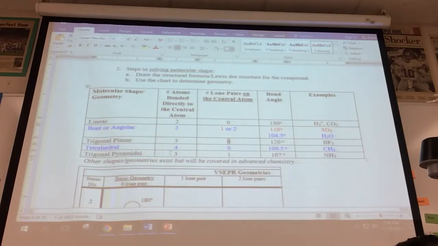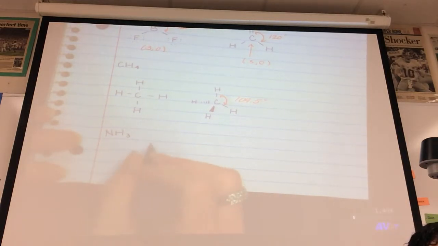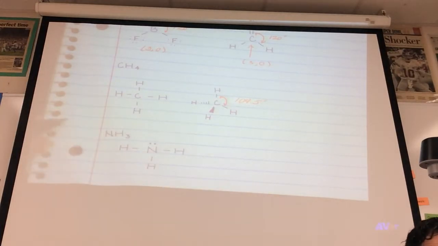Trigonal pyramidal geometry, three atoms attached, there's the tri, one lone pair on the central atom, bond angle of 107. Let's take a look at our example, ammonia. Nitrogen, like phosphorus, often forms three bonds, one lone pair. This is not drawn to perfection here. You'll see this in the lab, and that'll be 107 degrees. We cover a lot more shapes in advanced chemistry, and we also talk about what causes those differences in bond angles.